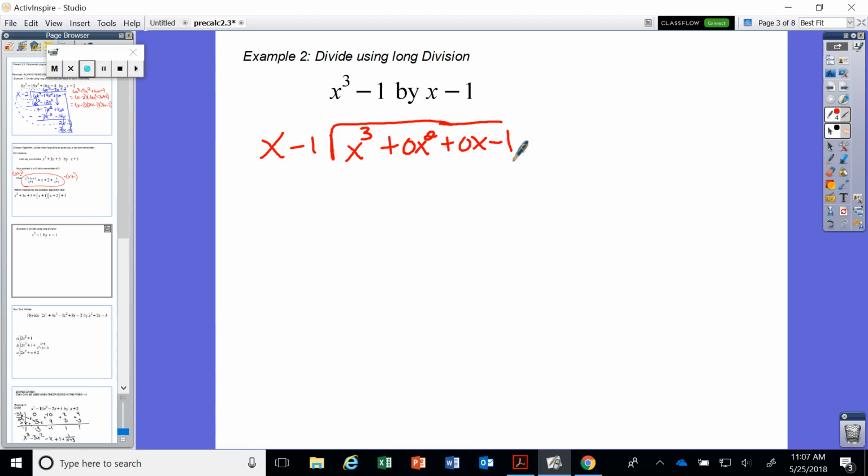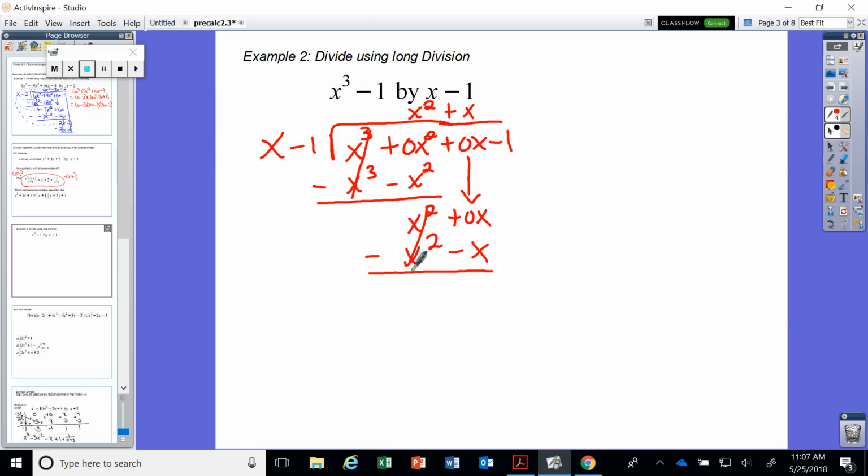All right, so now it's the same concept though. We divide x into x cubed. Well, we know that goes x squared amount of times. Then multiply by negative 1, and you get a negative x squared. Multiplying these through, these will cancel. 0 plus 1 ends up giving us a positive x squared. So once again, ask yourself, how many times does x go into x squared? Well, x times. x times x is x squared. Bring that 0x on down, and then x times negative 1 is a negative x.